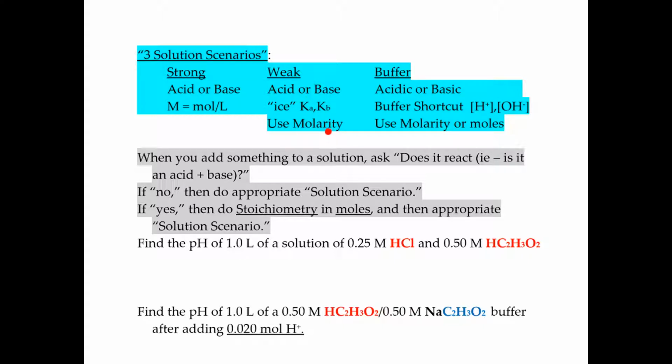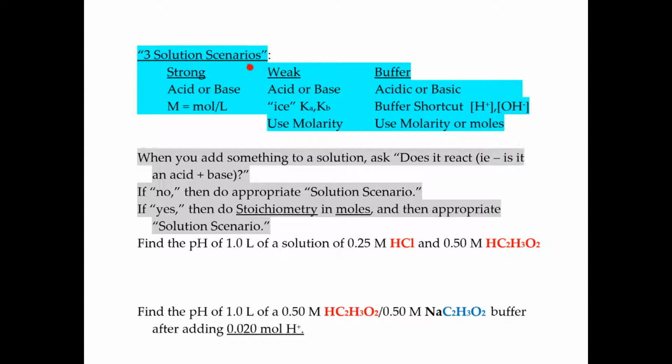chart. Then in this chapter we just introduced what to do with a buffer. We learned that there's a buffer shortcut that takes the place of doing all of this calculation that we learned before with ice and Ka or Kb. You can just use the shortcut to replace the ice process and setting it equal to Ka or Kb, and you just do H plus equals Ka times A over B, or the base buffer shortcut is OH equals Kb times B over A, and we said you're allowed to use molarity or you're allowed to use moles for this. So these are, again, what we call the solution scenarios.